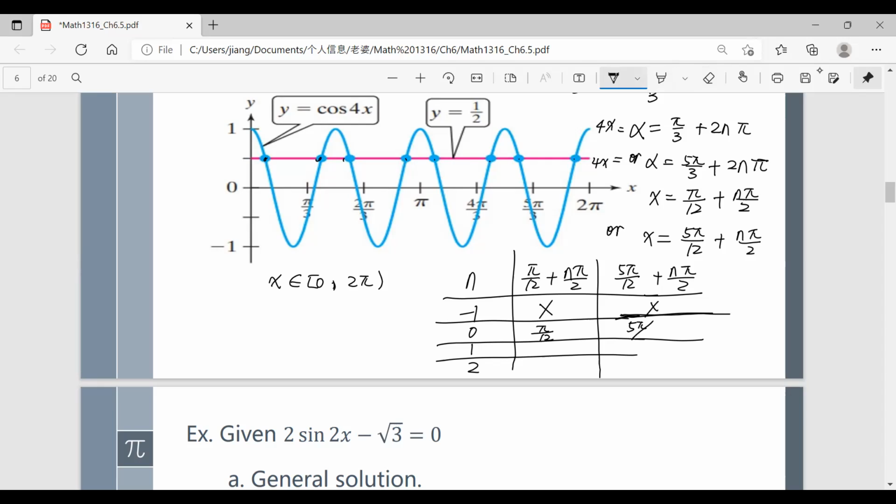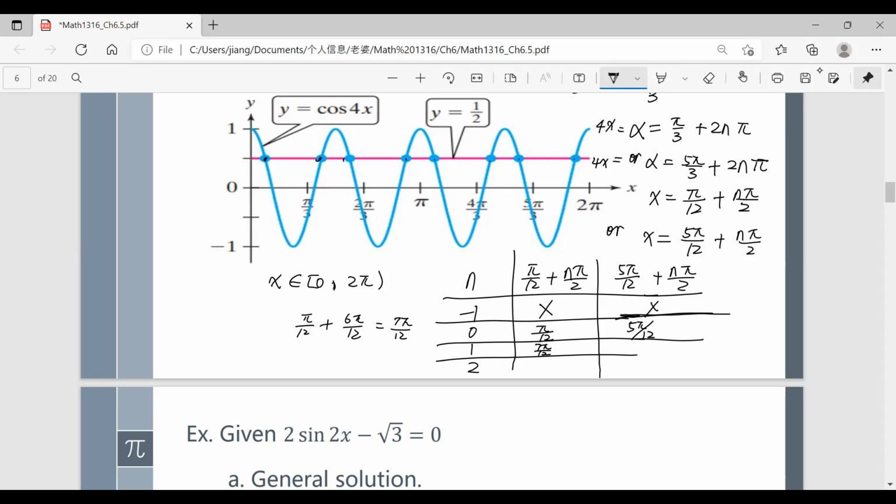5 pi over 12. This one works because they are all in the domain. How about this? I plug in n equals 1. So pi over 12 plus n equals 1, that's pi over 2. For pi over 2, I want to have the same denominator. That's 6 pi over 12, because pi over 2 equals 6 pi over 12. So this is 7 pi over 12. Yes, it's in the domain. That's 7 pi over 12.